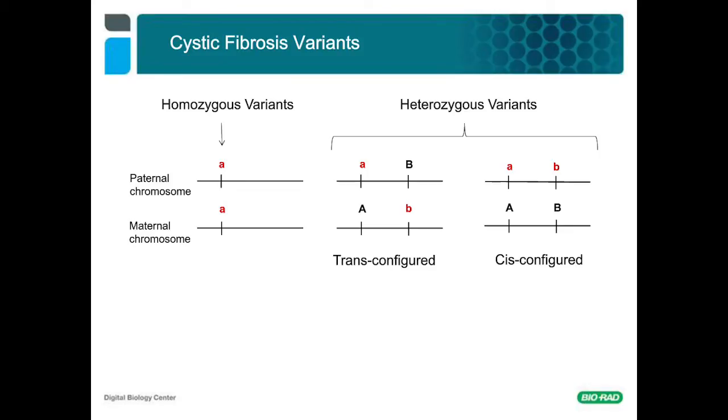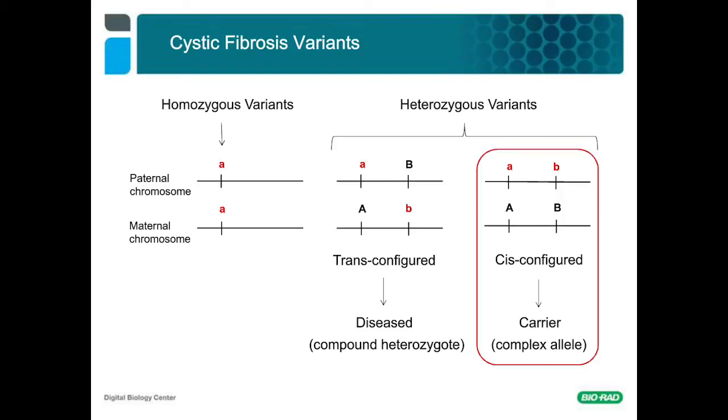To clarify some terminology, if the two variants are pathogenic and trans-configured, then the individual has cystic fibrosis, and their genome is considered to be a compound heterozygote. The other possibility is that the variants are on the same chromosome, in which case they are cis-configured. If one or more of the variants is pathogenic, then the individual is a carrier for the disease. If the variants are normally mild if found alone, but collectively the two variants become pathogenic, then this is called a complex allele, and the individual is a carrier for cystic fibrosis.